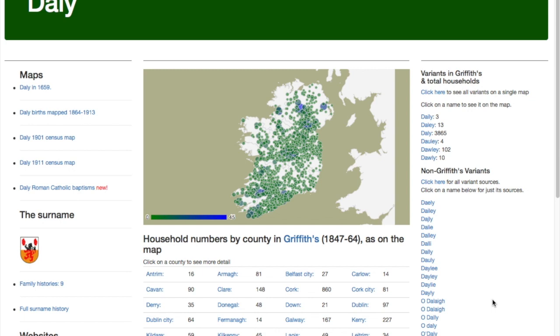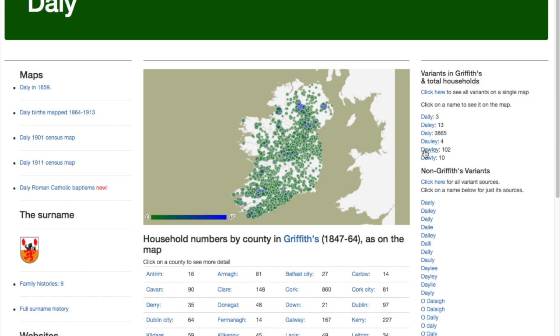Now, if you have a common surname, your map is likely to look like this, and so that may not be a whole lot of help. It's broken down below the map with an area breaking it down into counties, so you can take a look by county and see how many Dalys are in each one of the counties.